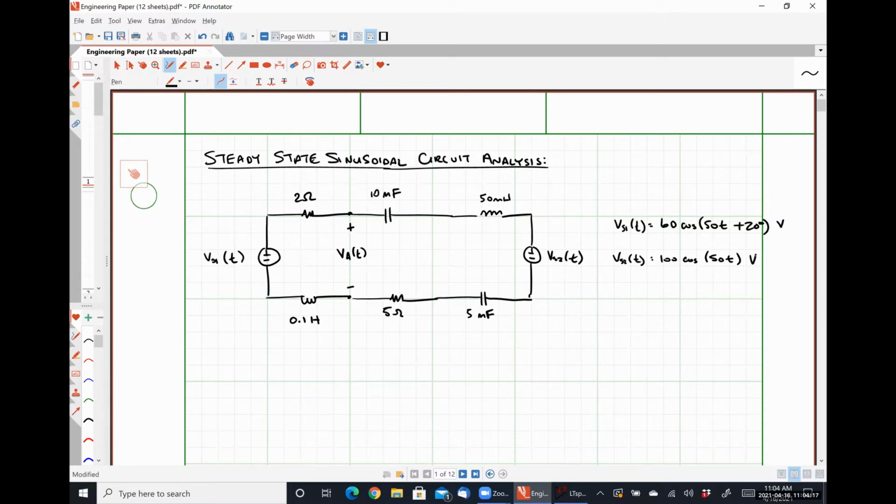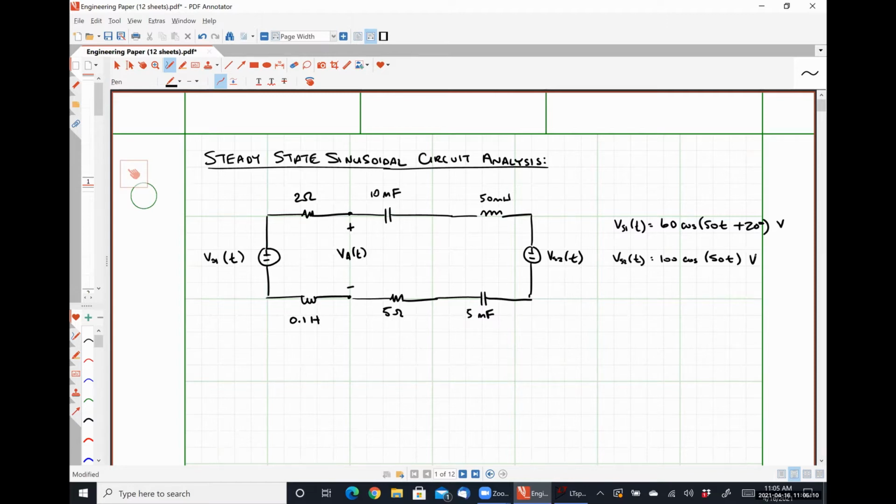So we have a circuit represented entirely in the time domain. We have a 60 cosine 50t plus 20 degrees time domain signal for VS1, and a 100 cosine 50t time domain signal for VS2. We are trying to find a time domain signal VA of t. So my first question for you is, are we going to analyze this circuit in the time domain? Heck no, that is the correct response. We saw on Wednesday that analyzing circuits in the time domain, even containing two simple elements, was a huge pain in the butt. So instead, we are going to analyze this fully in the frequency domain.